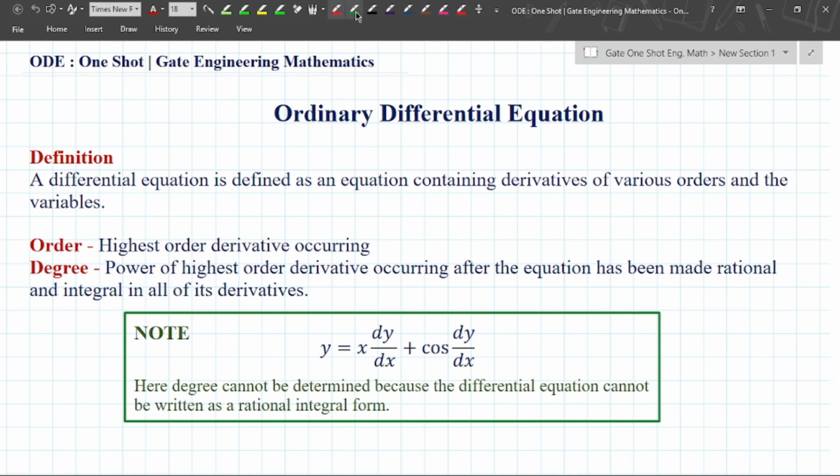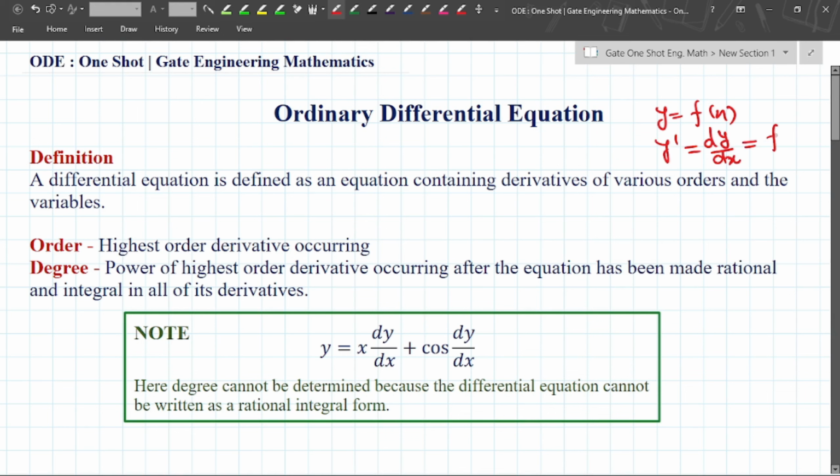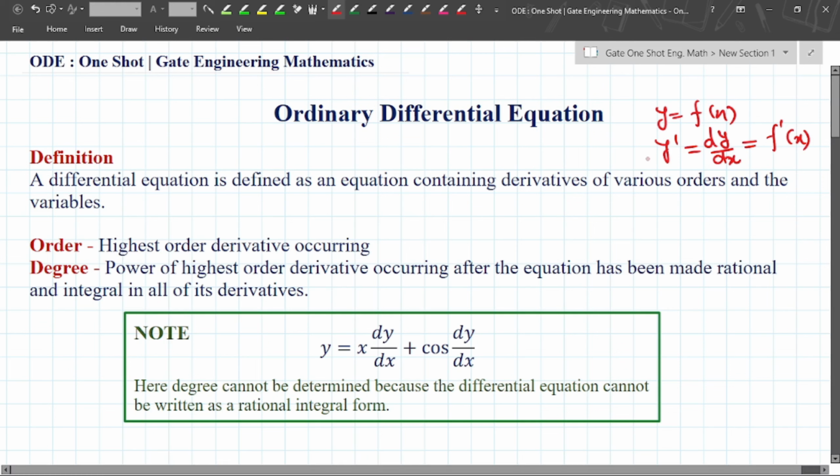First of all, I just want to explain that when we have a function y equals some function of x, if we differentiate this function, we write it as y dash. It means it is nothing but dy by dt, or dy by dx, and the differentiation of this function will be represented as f dash of x. An equation has a left hand side and a right hand side, and here the equation involves the derivative parts of various orders.